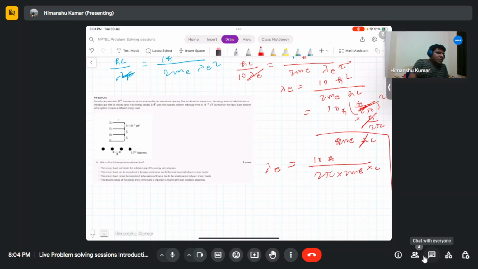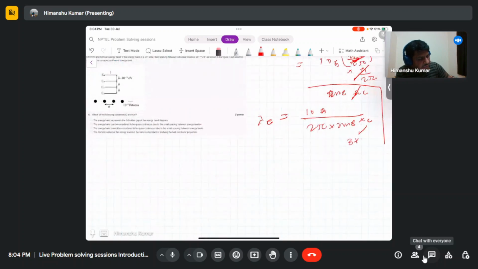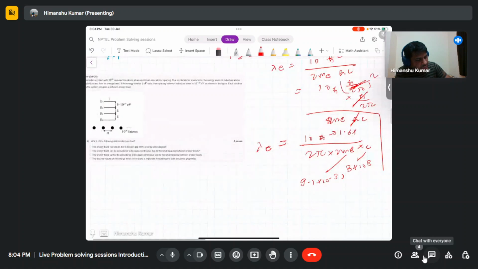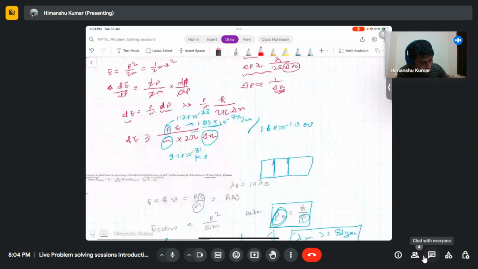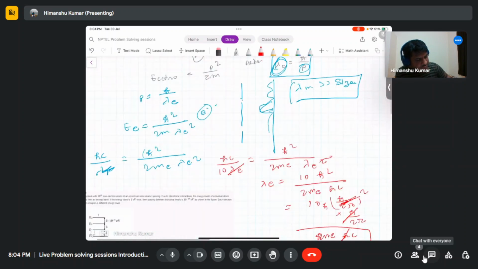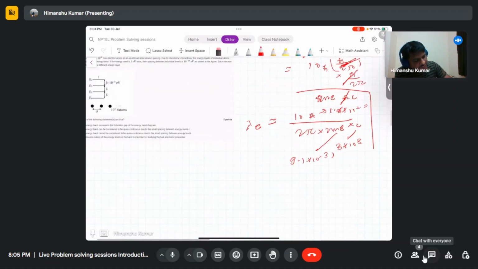From there, c, you know, the velocity of light, is 3 into 10 power 8, and this m_e you know is 9.1 into 10 power minus 31, and h bar you know is 1.05 into 10 power minus 34, and then the 2 pi and others are constants. So from there you will get lambda_e.